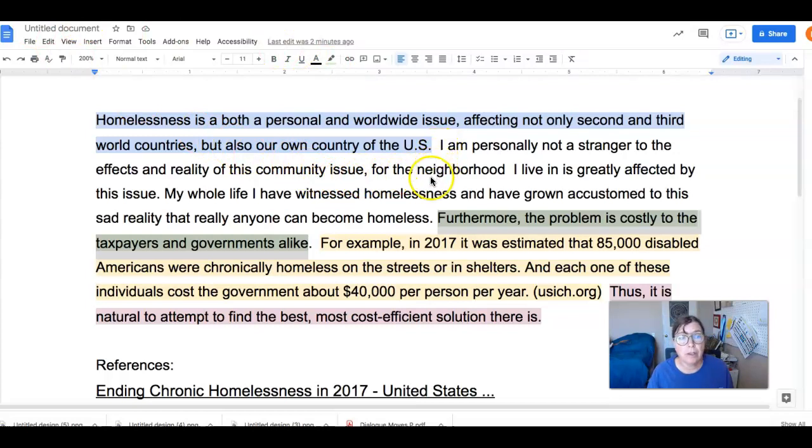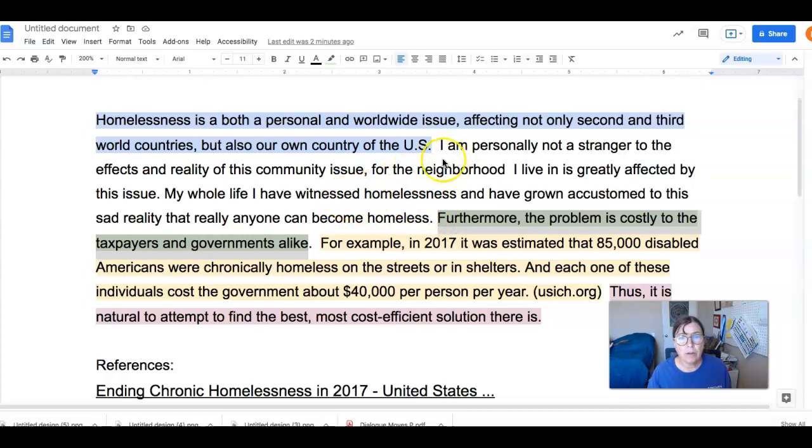He says, I am personally not a stranger to the effects and reality of this community issue. The neighborhood I live in is greatly affected by this issue. My whole life I have witnessed homelessness and have grown accustomed to this sad reality that really anyone can become homeless. Now, is that development or example? It's kind of an example of his life, but it doesn't give us any specifics beyond the fact that he has witnessed it quite a bit. So I'm going to call this development, and then I'm going to look for an example that supports that.